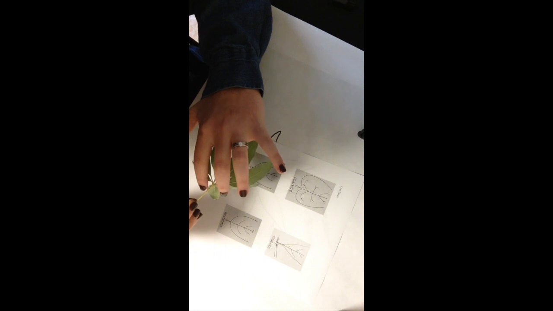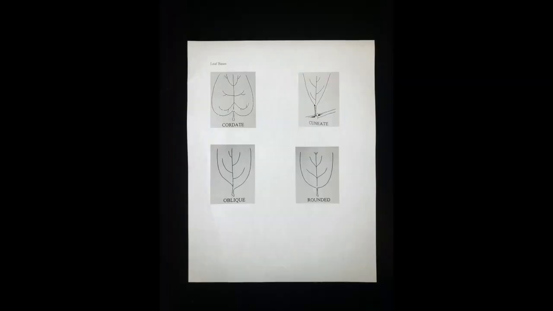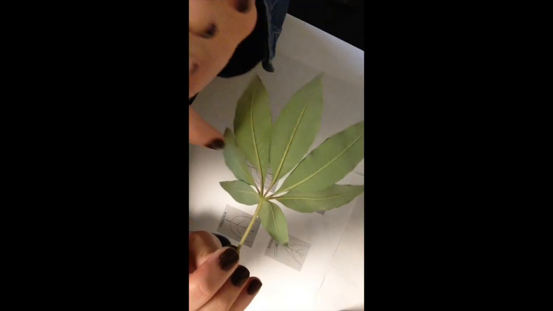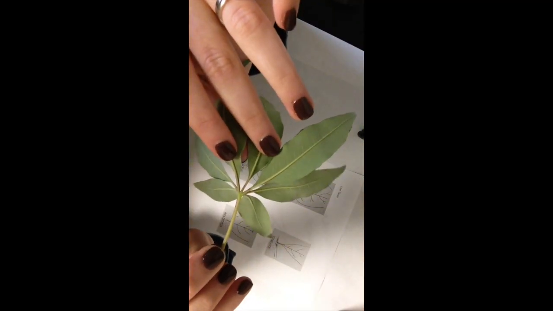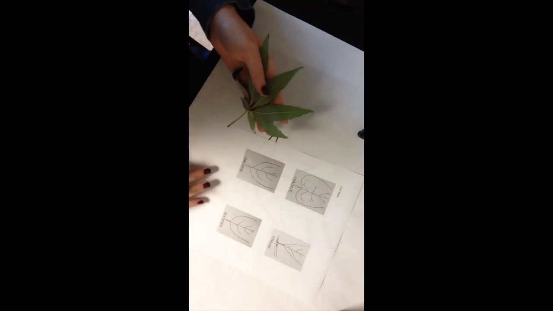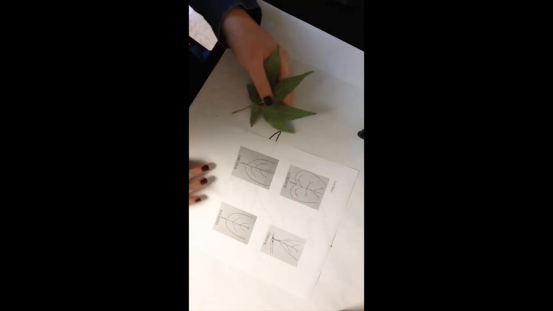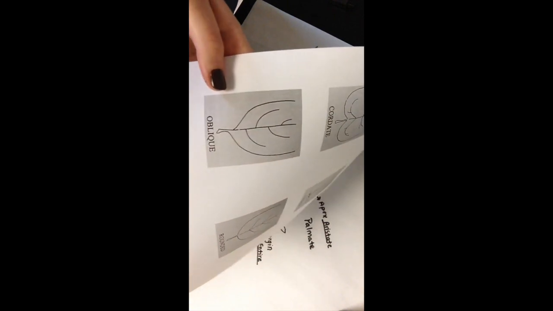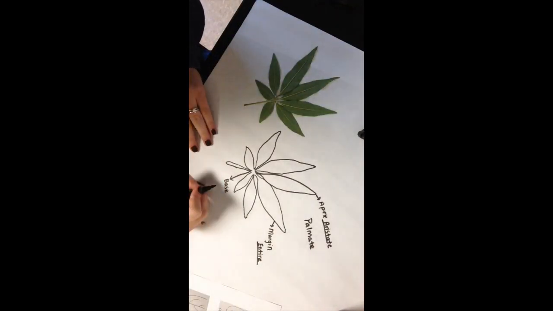Next, we're going to try to identify the base. And just like with the margin, we have to look at the base of the leaflets. So although it is palmately compound, each leaflet has to have one of these types attached to its petiole. After inspecting each leaflet, I determined that the base is called oblique, which means that one side comes down a little bit farther than the other.